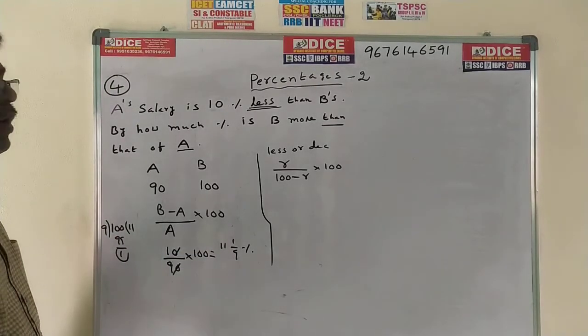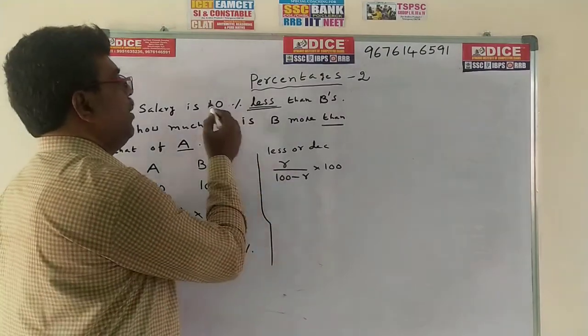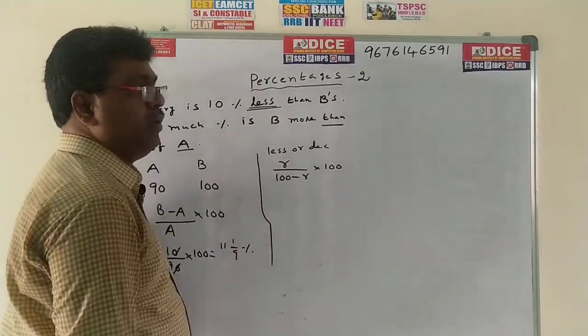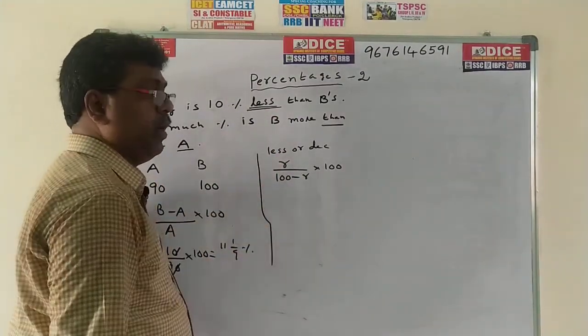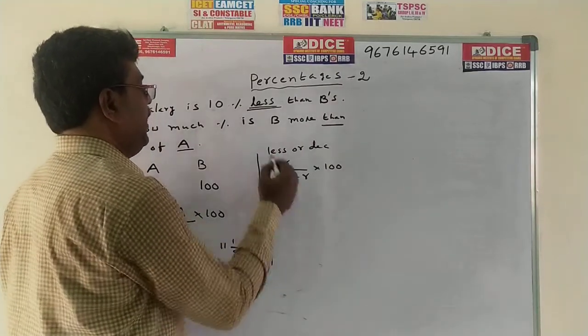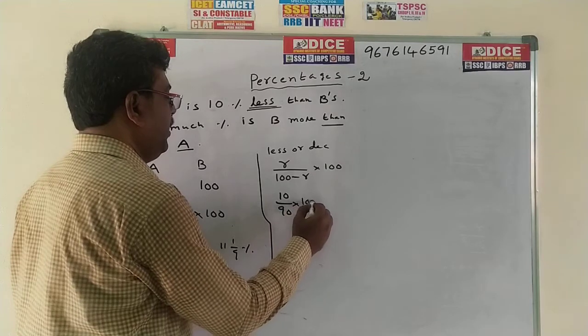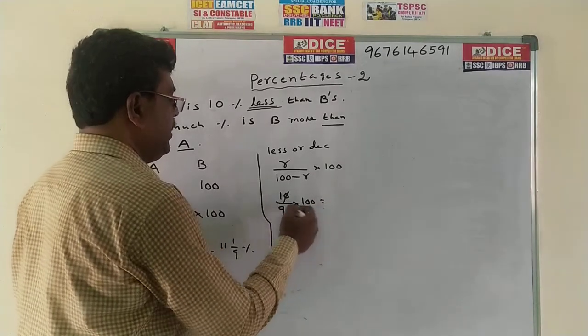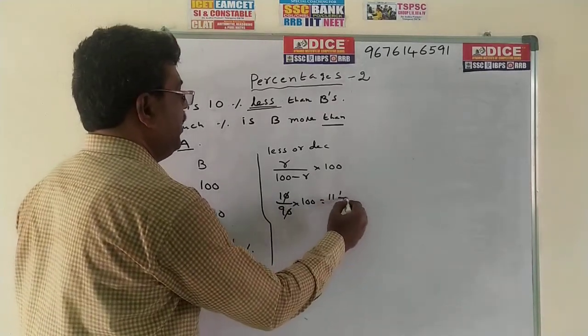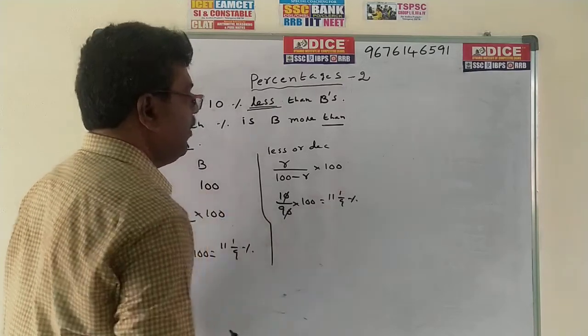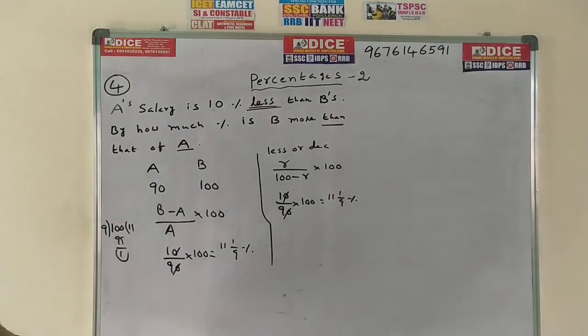If you go for the shortcut, whenever the problem shows less or decrease, use the formula R by (100 minus R) into 100. So R is nothing but 10. 10 by 90, into 100. The zero cancels, 100 by 9, which is 11 1 by 9%. 11 1 by 9% is the required answer. We can see the same model but with some different words.